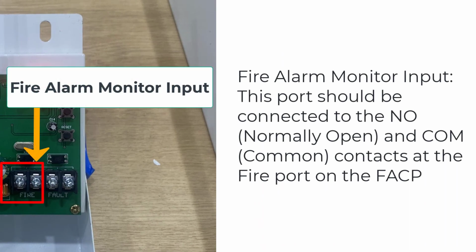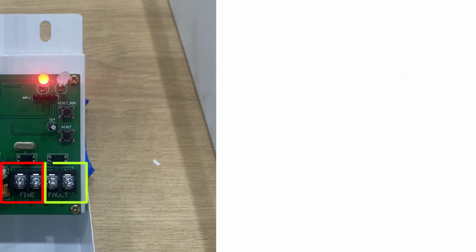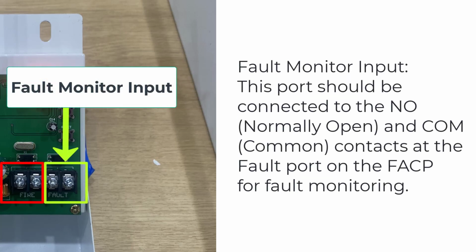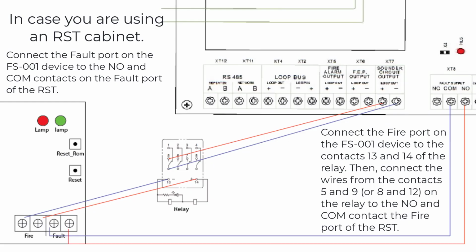In addition, the device has two input ports. Fire alarm monitor input: this port should be connected to the NO (normally open) and common contacts at the fire port on the fire alarm control panel, FACP. Fault monitor input: this port should be connected to the NO (normally open) and common contacts at the fault port on the FACP for fault monitoring. In case there is no fire port or fault port available on the FACP, please contact us for prompt assistance. We will provide the necessary support to address the situation.